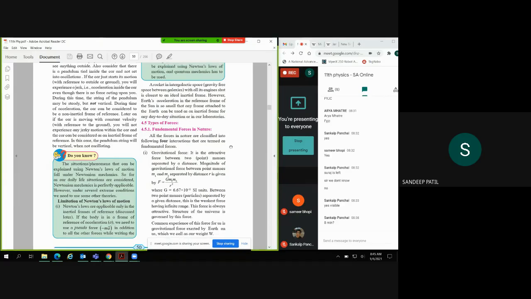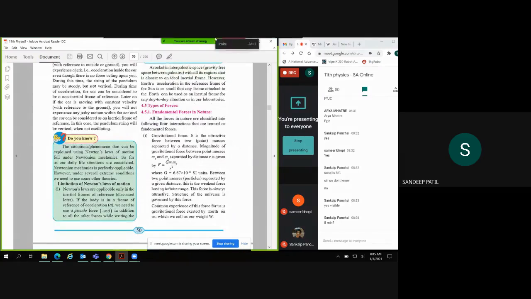So let's move to the types of forces. If you have any question, you can ask me and I will try to answer your questions. If not, then I will move ahead. Till now we have learned about these laws of motion. Now we will see the types of forces: what are the types of forces available in nature, and how they can be used for day-to-day life calculations. Okay.